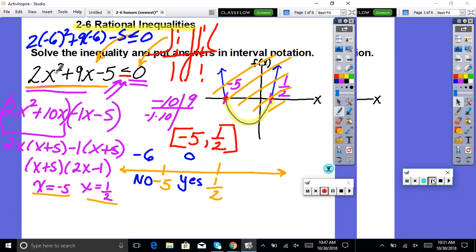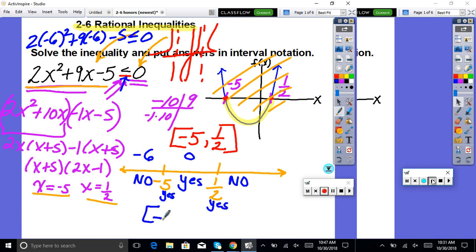And then 11 minus 5, is that less than 0? No, so this would be a no. Now, one more thing. Were the zeros yeses or no's in this one? They were yeses because of the equal, so we're going to write yes under here and yes under here. And then look, yes is our solution set.